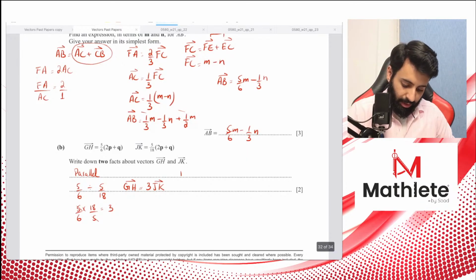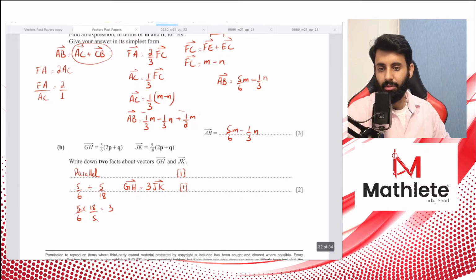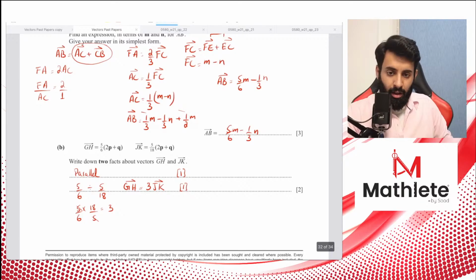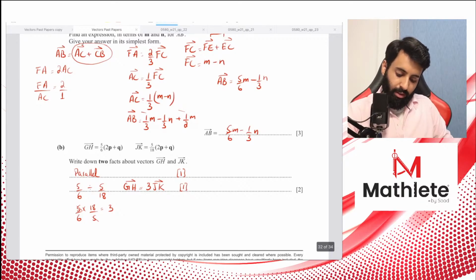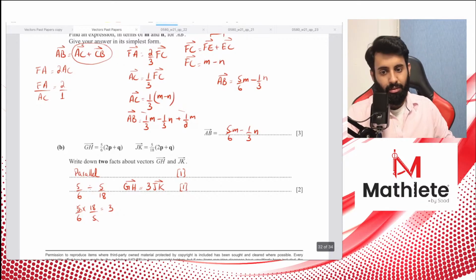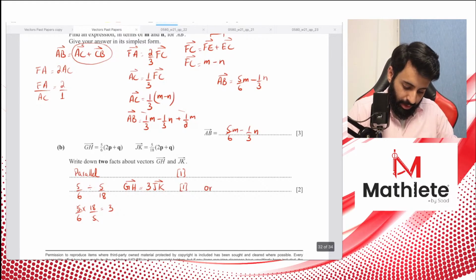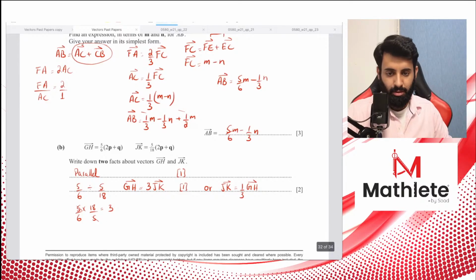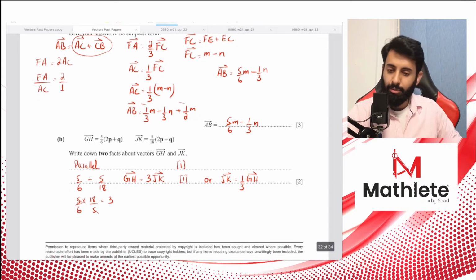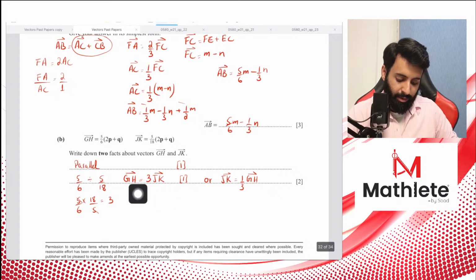You get 1 mark for writing that they're parallel, and you get another mark for writing the ratio in which they're parallel. That's it. Now, GH is not 1/3 of JK. GH is 3 times JK. What you can do is write JK equals 1/3 of GH. So you can write it like that also, or JK equals 1/3 of GH. Irrespective of whatever you write, you get 1 mark.